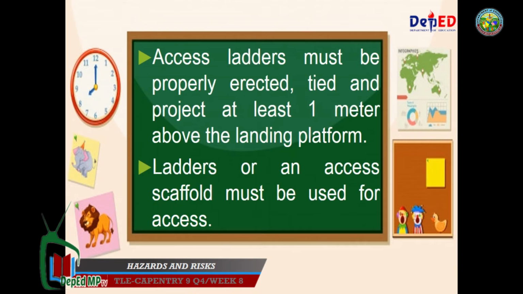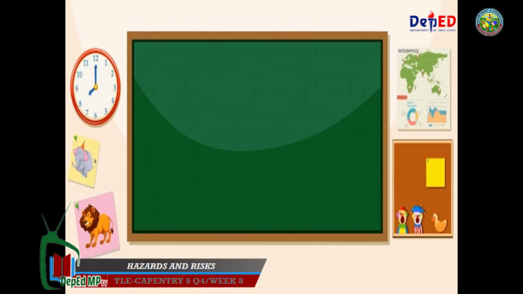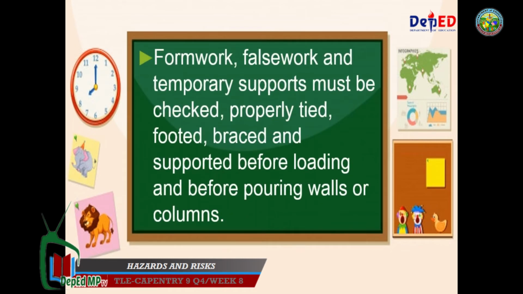Access ladders must be properly erected, tied and project at least 1 meter above the landing platform. Ladder or an access scaffold must be used for access. Equipment must be in good order before use. Original manufacturer's pins must be used in adjustable props. Formworks, false works, and temporary support must be checked, properly tied, footed, braced, and supported before loading and before pouring walls or columns.